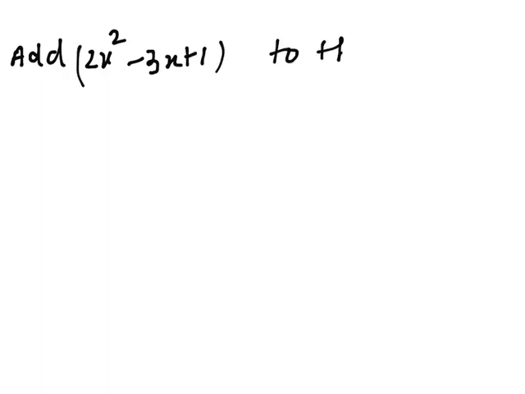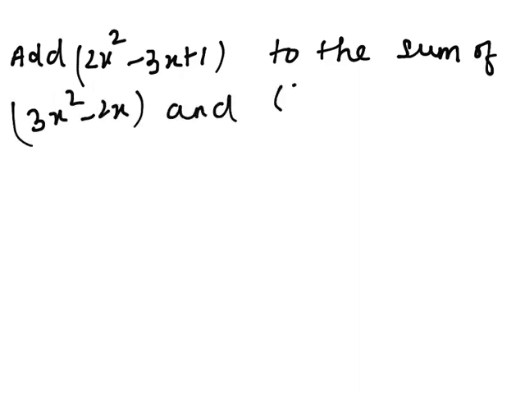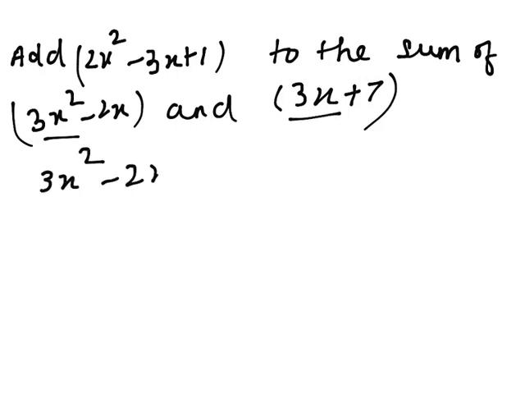Let's take another example: add 2x square minus 3x plus 1 to the sum of 3x square minus 2x and 3x plus 7. In this case, first we will add these two terms. Let's add it. 3x square minus 2x plus 3x plus 7.